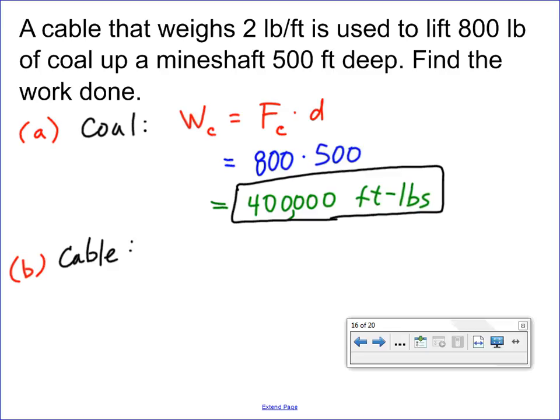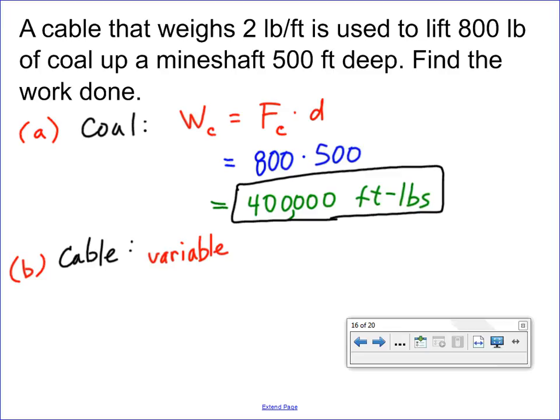The cable is going to be a variable force. When all the cable's out, it will take more force to lift it, versus when all the cable's in, it's going to take less. And so we need to write a force function, right? It gives the force required as a function of the distance remaining to be hauled, or the distance hauled so far.